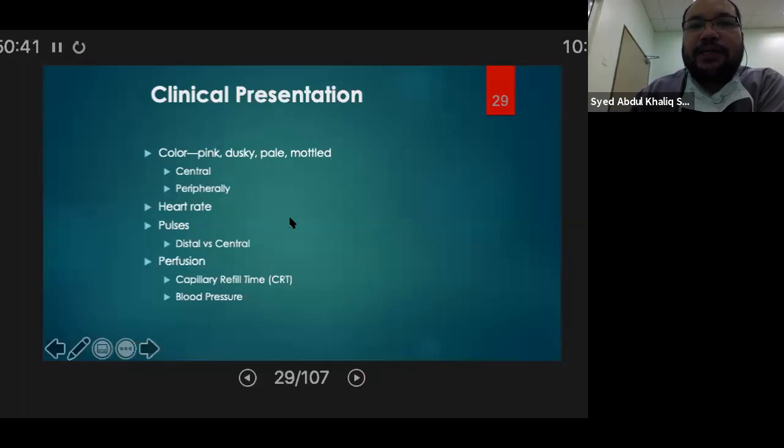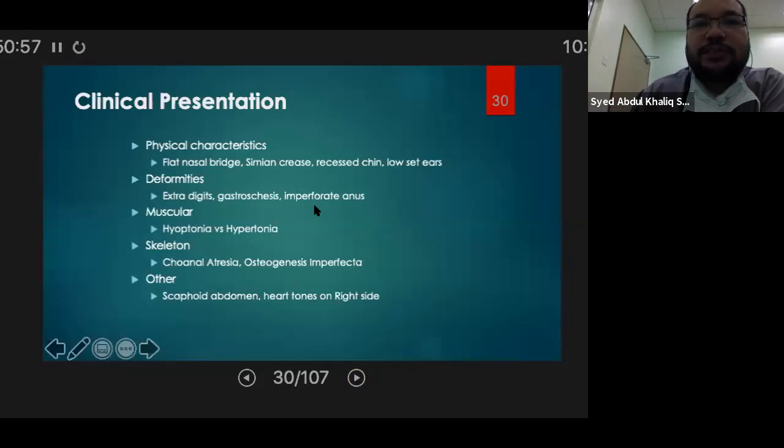And then you look at the heart rate. You know, if the baby is tachypneic, the heart rate is usually increased as well. You can look at the pulses, distal versus central pulses, and then perfusion. You look at perfusion. Clinical presentation.